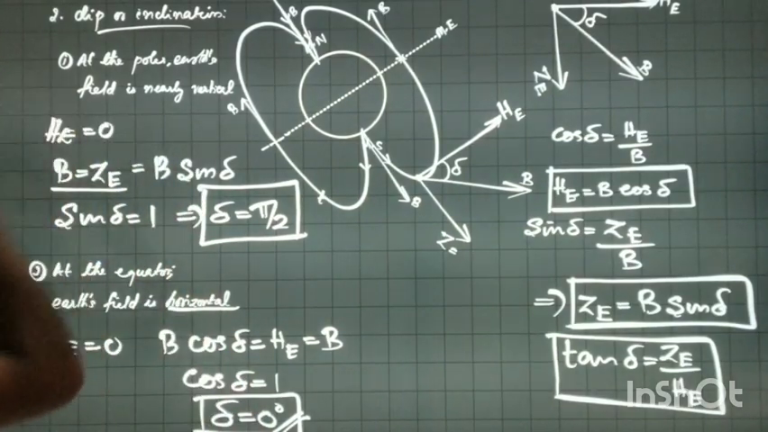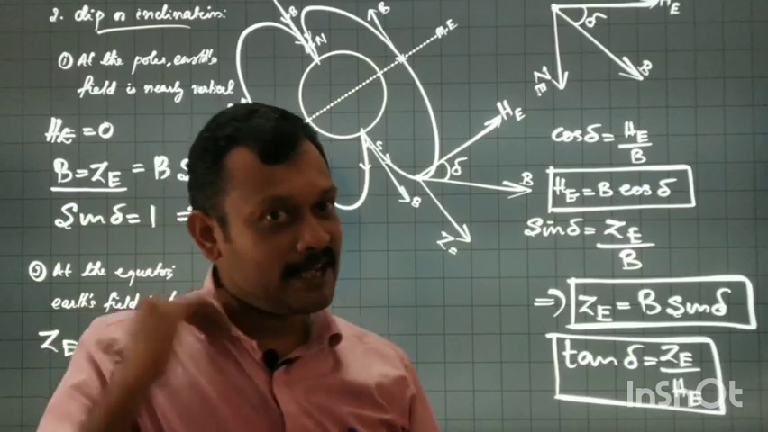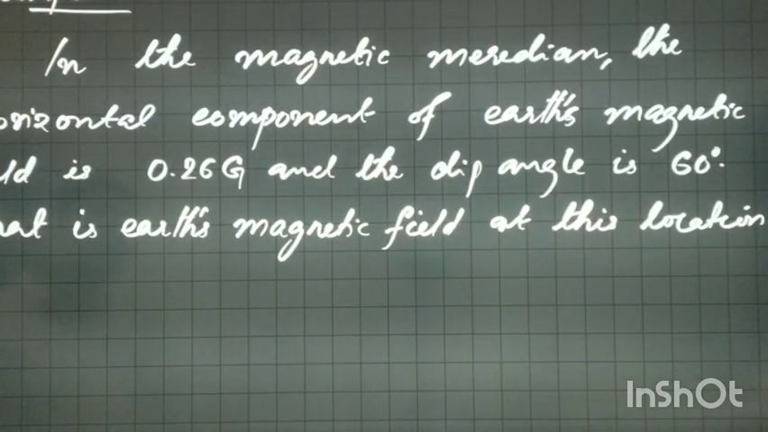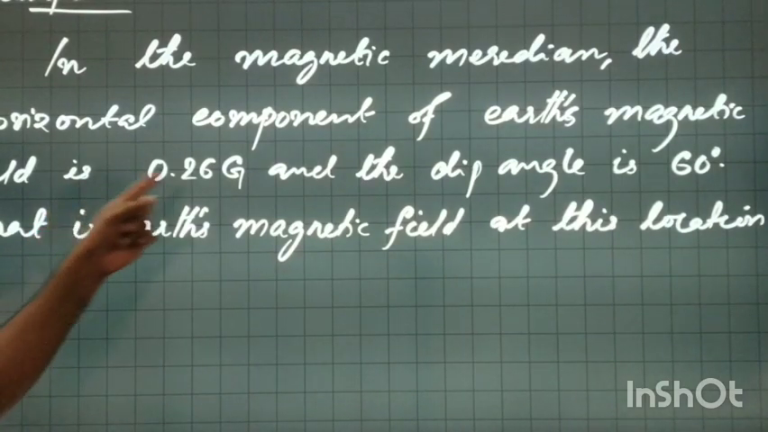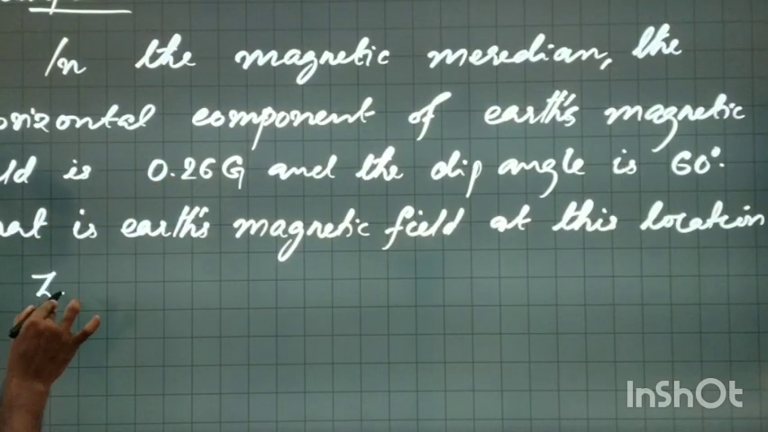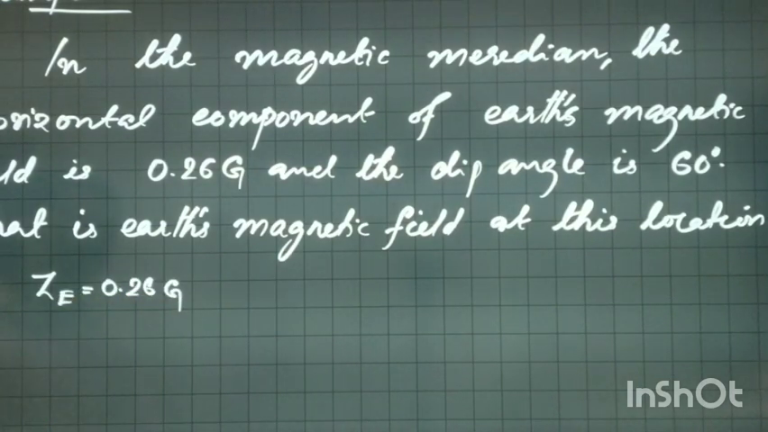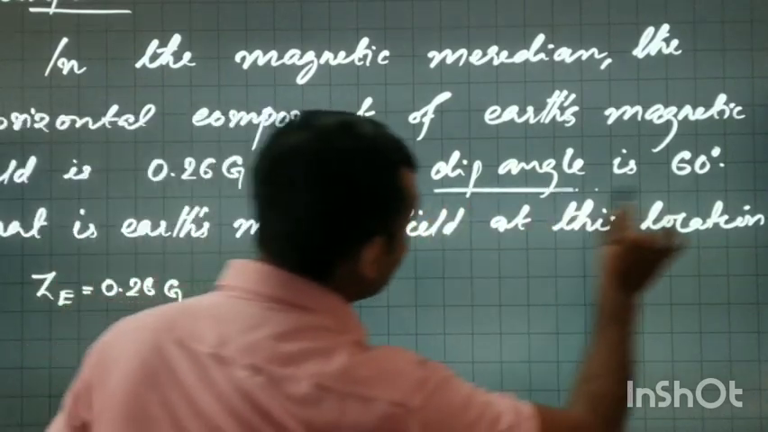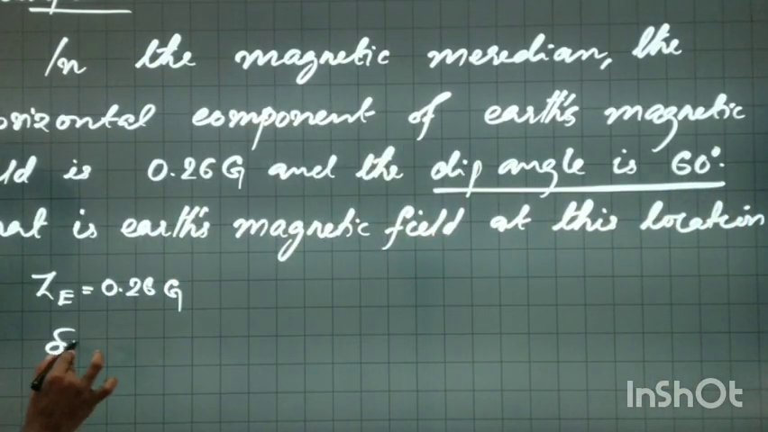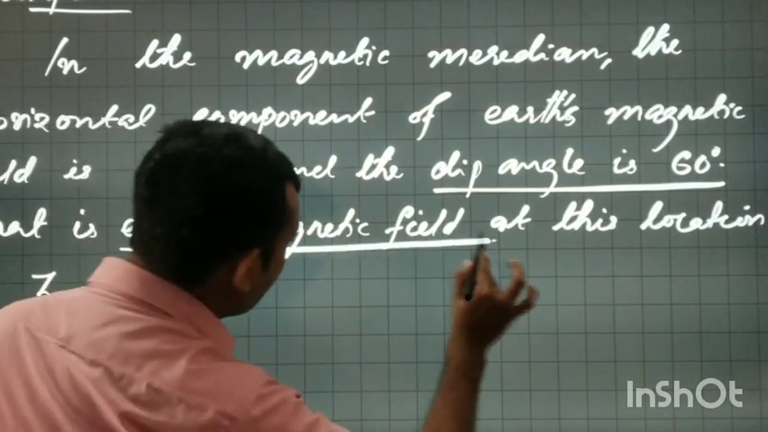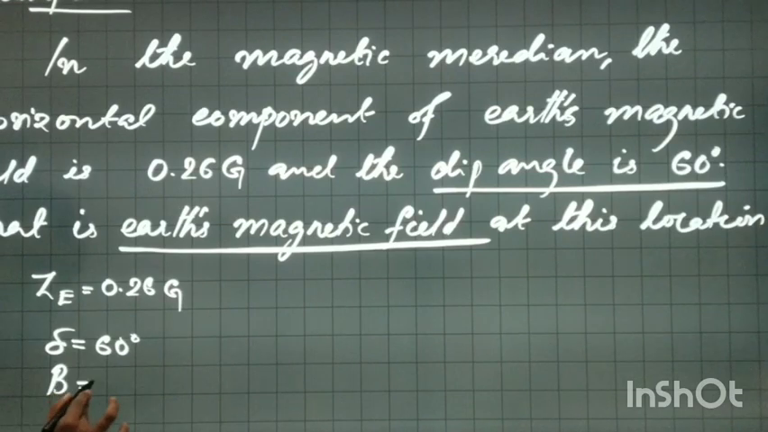So these are the aspects of Earth's magnetism, and this is very, very important. Now we will look into a problem very quickly. This is example 5.9. In the magnetic meridian, the horizontal component of Earth's magnetic field is 0.26 gauss, which means HE is equal to 0.26 gauss, and the dip angle is delta equal to 60 degrees. You are asked to find Earth's magnetic field, B.